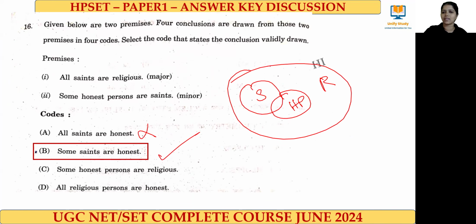Some honest persons are religious. We cannot say "some"; all honest persons are said to be religious. So this will not come. All religious persons are honest, and this will also not come.